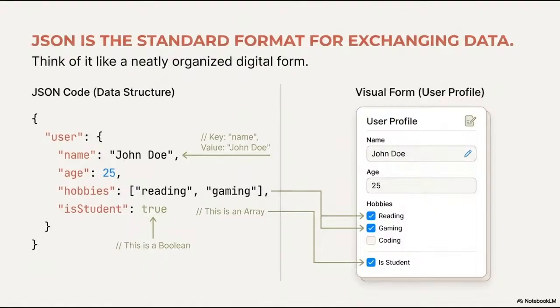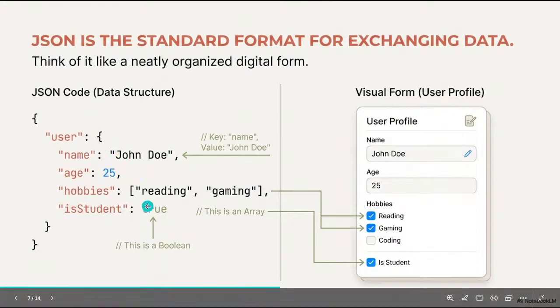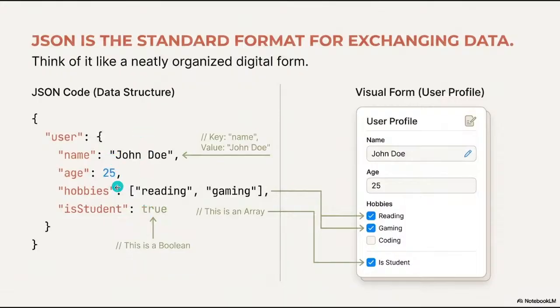Why JSON? It's easy to read, it's a standard format for APIs, and all programming languages understand it. As we already see here, it is easy to read and has a standard format for APIs, which is also good to understand, and all programming languages use it.